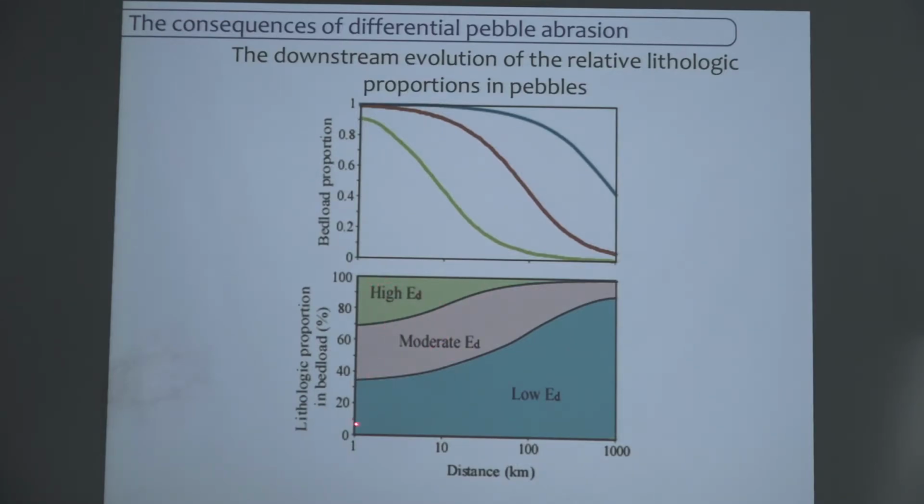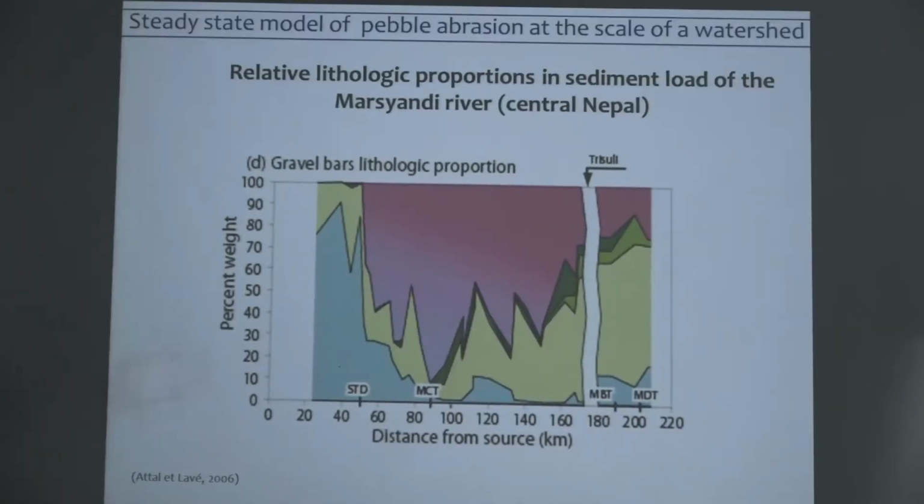So if we look at the lithologic proportions along the river on the gravel bar, maybe we can get some information about the abrasion and the relative abrasion of our pebbles. So this is the lithologic data. When we are in the Tethys series, it's mostly carbonate with a little sandstone. I didn't put the legend, sorry. Here, the pink is the gneisses, sandstone and mostly quartzite for the yellow, carbonate for the blue, schist for the green.